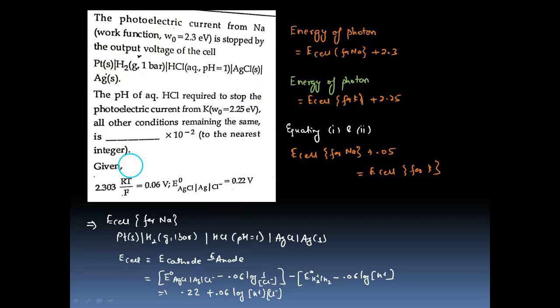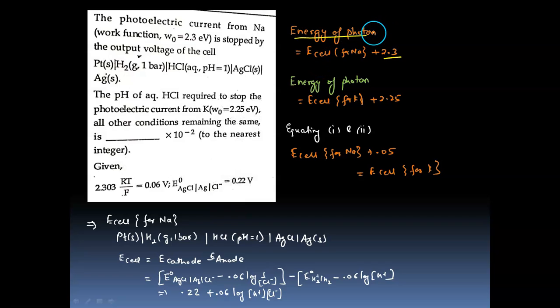And they have asked us to assume that 2.303 RT upon F is 0.06, and the EMF of the cell, right? So this is a metal insoluble salt anion electrode, for this AgCl, right? Okay, that is given as 0.22. So let us see the photoelectric current which is coming out, right? That should be doing work against what? That should be doing work against the work function and the EMF. This cell is also working to stop that electron, right?